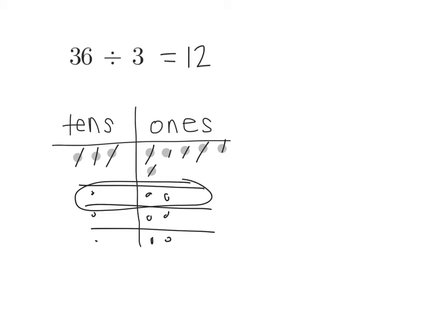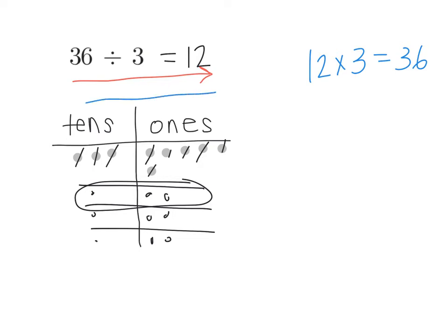And this also, you can use what you know about math facts to check, because 12 times 3 is 36. Remember that multiplication and division are inverse operations. When I do division this way, I should be able to do multiplication this way to check. 12 times 3 equals 36.